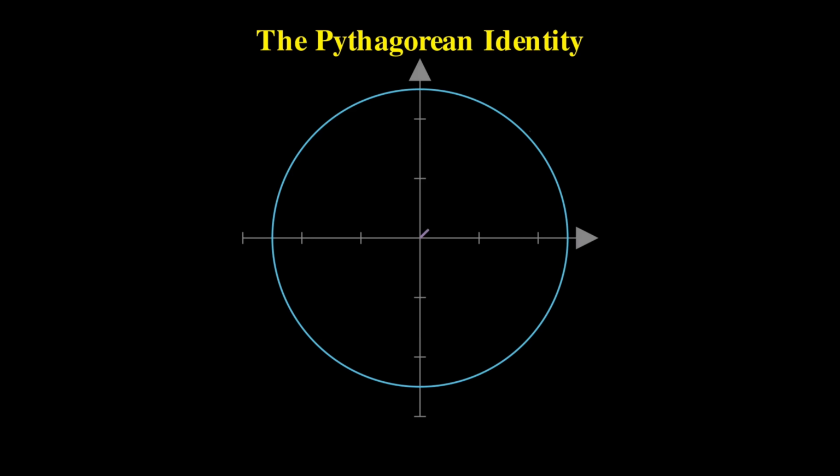From this circle, we also get a fundamental identity. For any point, x squared plus y squared equals 1. Since x is cosine and y is sine, this gives us the Pythagorean identity. Sine squared theta plus cosine squared theta equals 1.